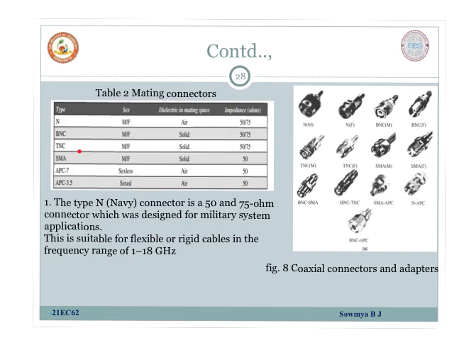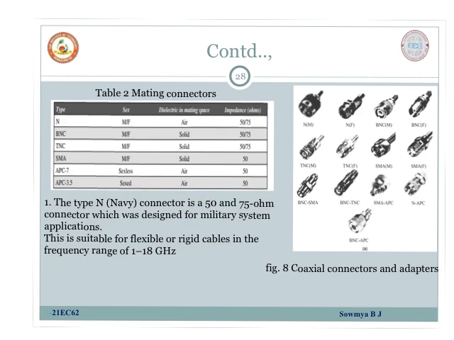Next is the TNC connector, it is again male or female connector, dielectric is solid and again impedance is 50 or 75 ohms. Coming to the next connector, SMA connector, again this is male or female connector, the dielectric is solid and the impedance is 50 ohms. Next is APC 7, this is a sexless mating connector and the dielectric is air and the impedance is 50. Next is APC 3.5, this is a sexed connector and the dielectric is air, impedance is 50 ohms.